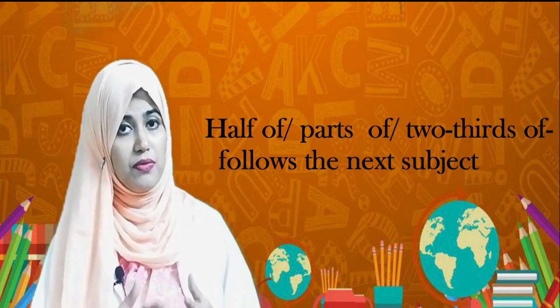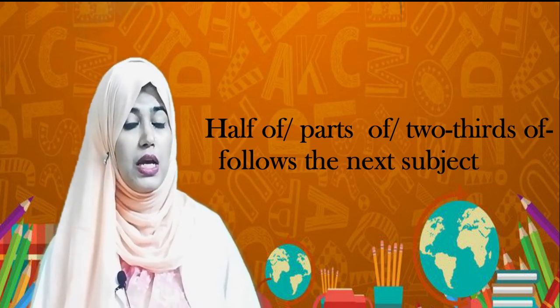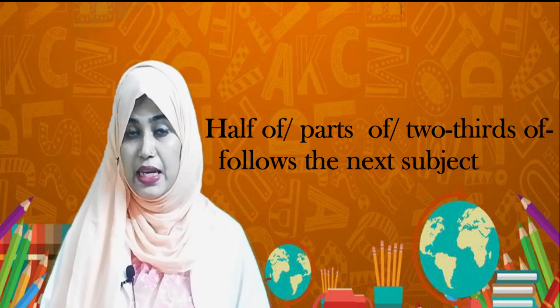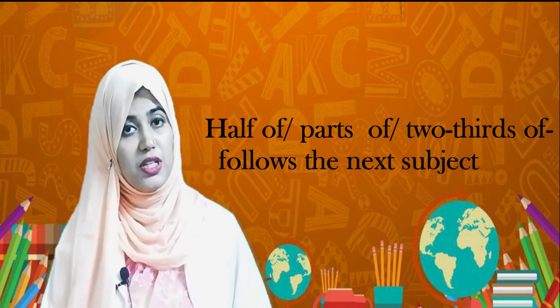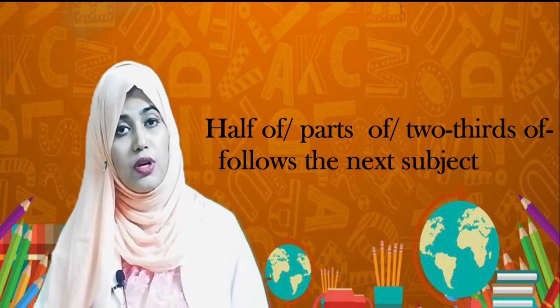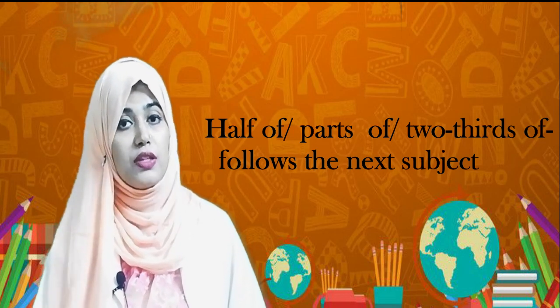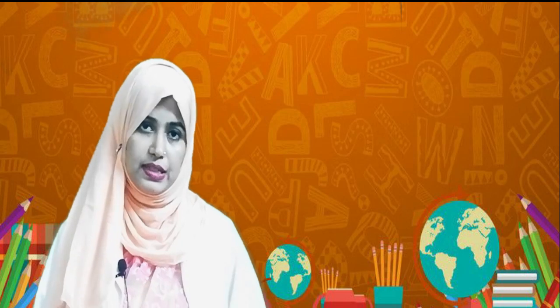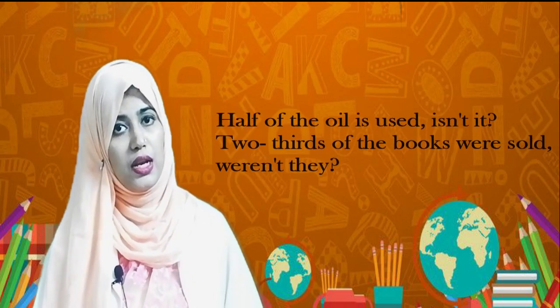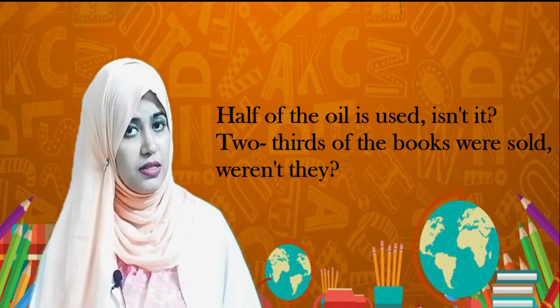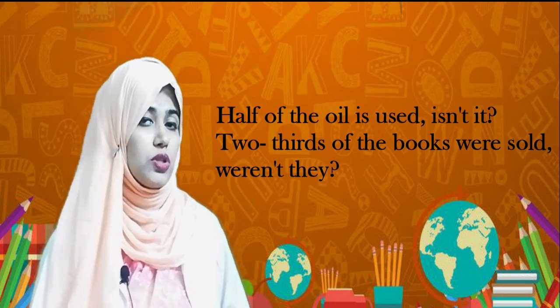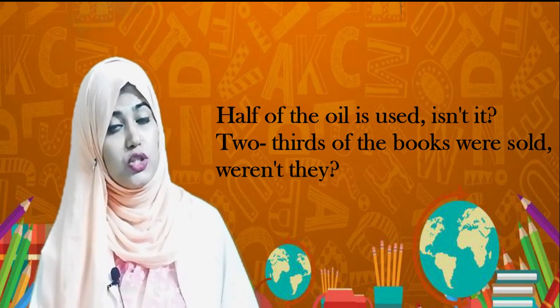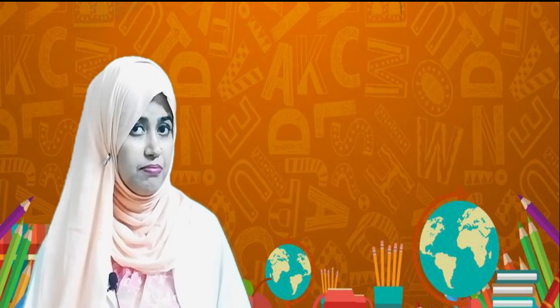If the subject after these words is singular, the pronoun of the tag will be it. And if the subject is plural, then the pronoun of the tag will be they. The plural of it is they. For example, half of the oil is used, isn't it? Then 2/3 of the books were sold, weren't they?